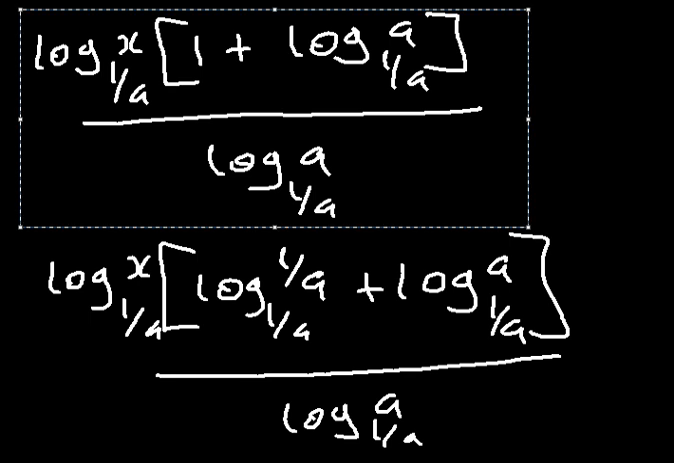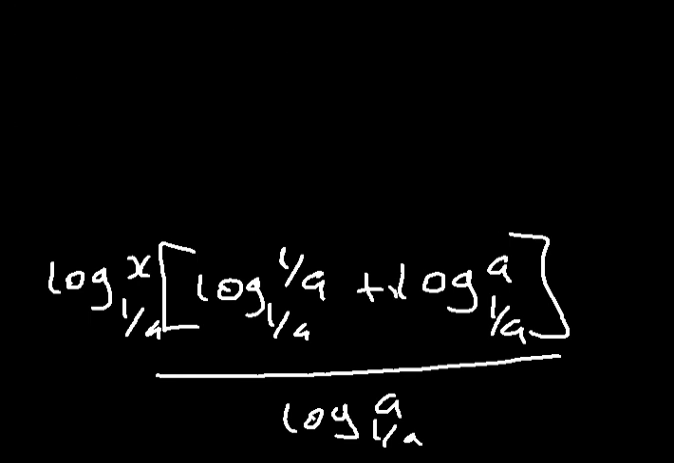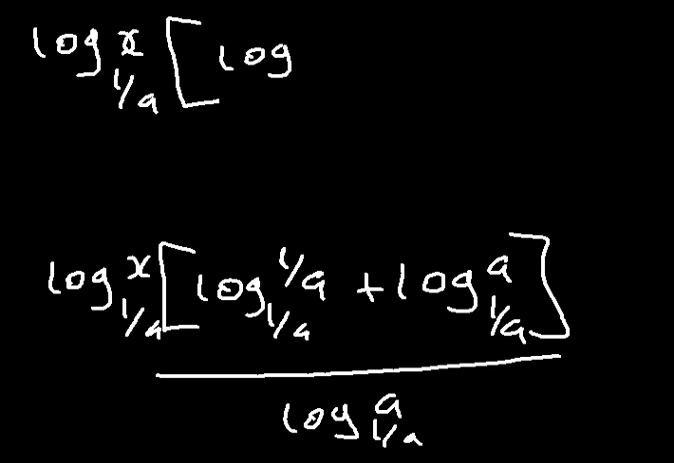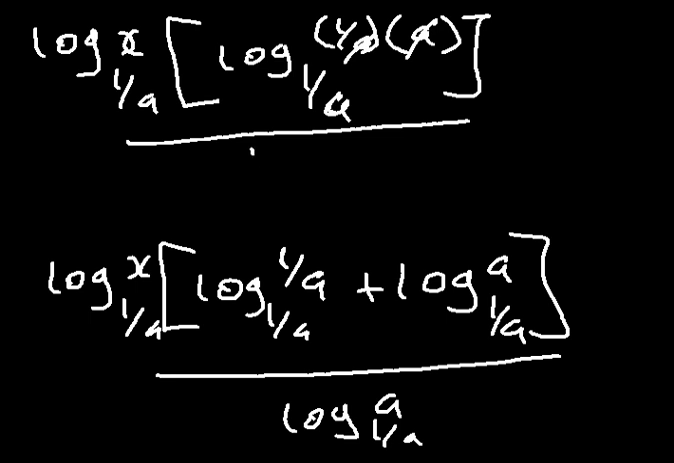Now further using the properties of logarithms, and since we are adding inside there, that is the same as having log base 1 over a of x, and we have log base 1 over a of 1 over a times a. So in the same case, we have this, and being cancelled, and of course divided by log base 1 over a of a.